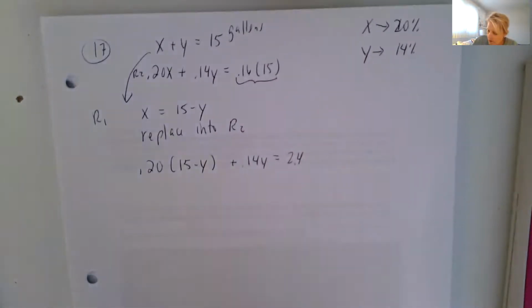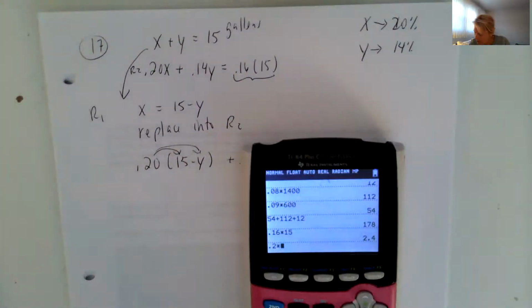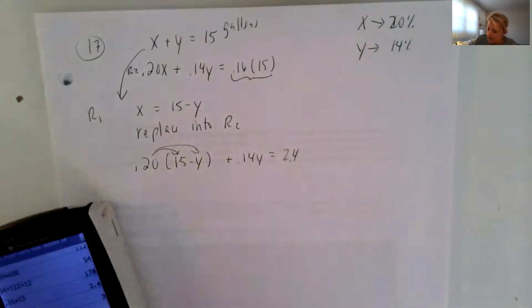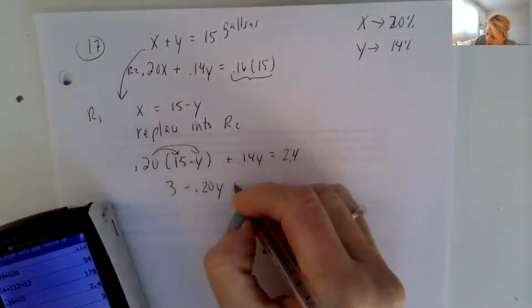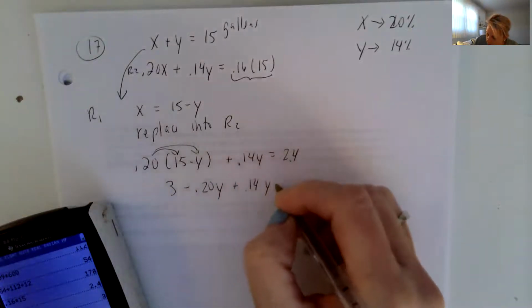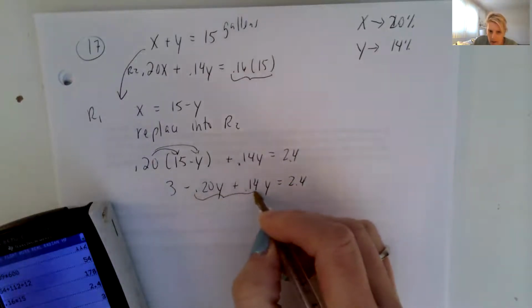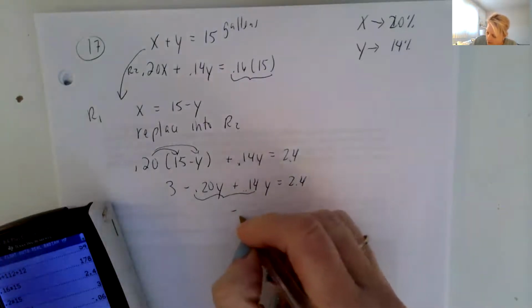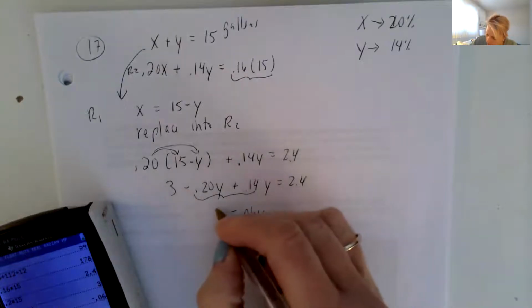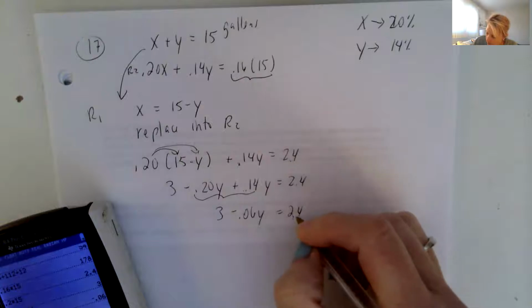Okay, so we're going to distribute here. So 0.2 times 15 is 3. So 3 minus 0.20y plus 0.14y equals 2.4. And we're going to add those together. So minus 0.2 plus 0.14 is a minus 0.06y, and we have 3 minus 0.06y equals 2.4.